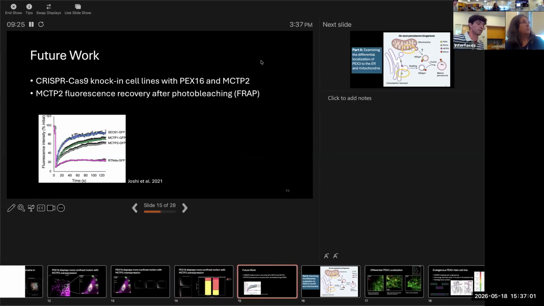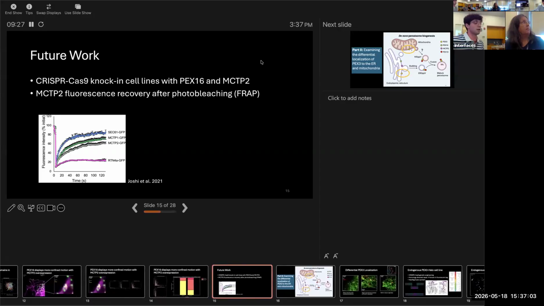And so the future work that I'm doing with this part of the system is I'm making these different CRISPR-Cas9 knock-in cell lines with PEX16 and MCTP2, so we can study the motion and co-localization of these proteins at the endogenous level to see how they're natively expressed in cells.